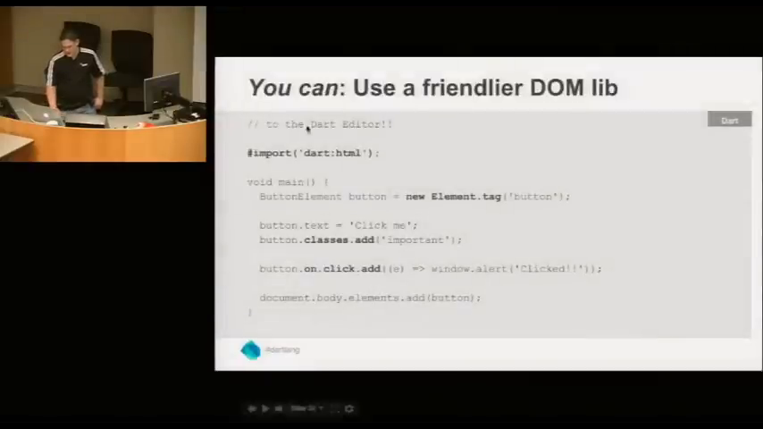Okay, here's what it looks like on the client. We're importing dart:html, and we have a button. So we create a new button, and we're setting the text. We're adding some classes, and we say button on click add. We receive an event, and we say window.alert, and then document.body elements add button.